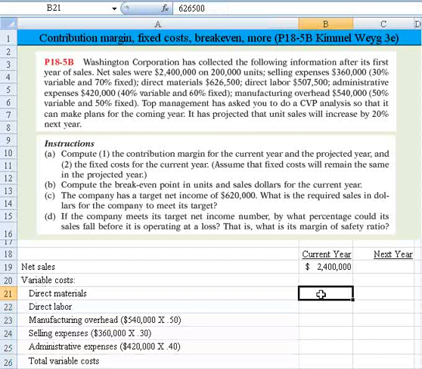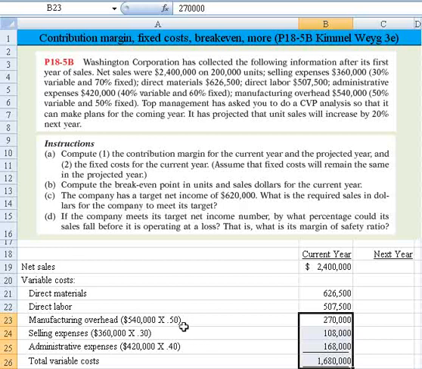And they told us direct material cost were $626,500, direct labor $507,500. I'll just bring all of these to light. And you'll see that for the two items where we had mixed cost, we need to take the dollar amount they gave us, the $540,000 for manufacturing overhead, and multiply it times 50%. You see my calculation here. And then we take $420,000 of admin cost and multiply it by 40%. And when we do that, we get these numbers that you see put in here.